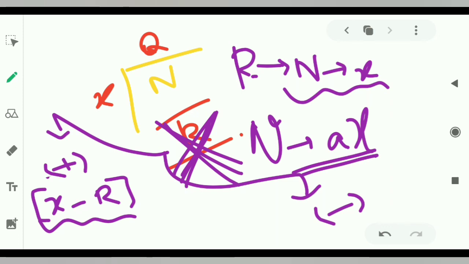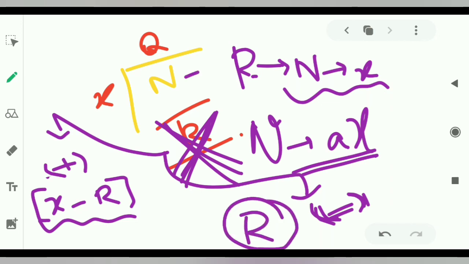Okay, clear? Good. In the second method, we are going to subtract something. What do we have to subtract? Simple. We subtract the whole remainder from n. n minus r is a multiple of x.